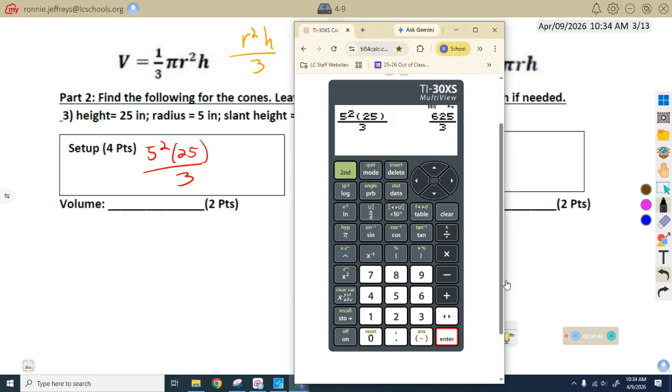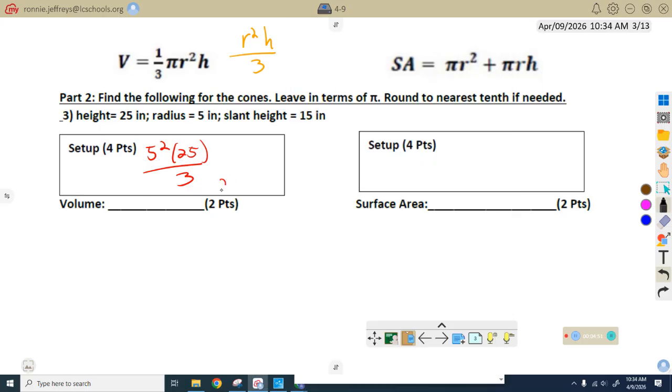On the calculator, how do you change this to a decimal? The double arrow button. Okay, so 208.3 pi inches cubed. Okay. And then 5 squared plus 5 times 15. 5 times 15. So this would be inches squared. All right. So moving on to number 4.